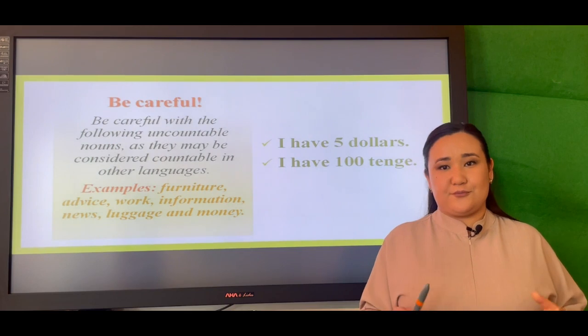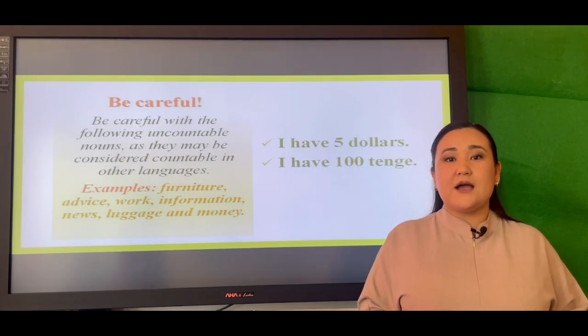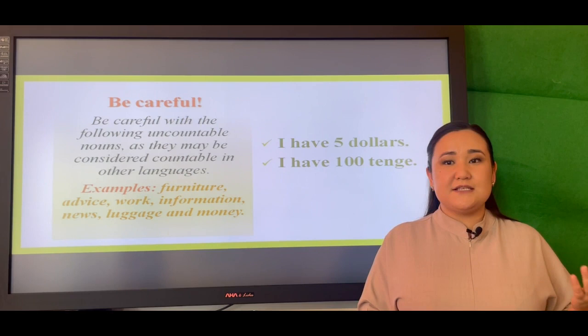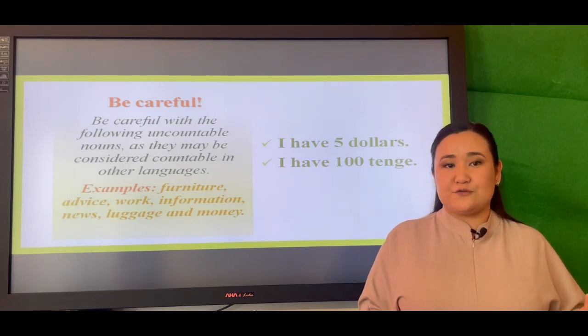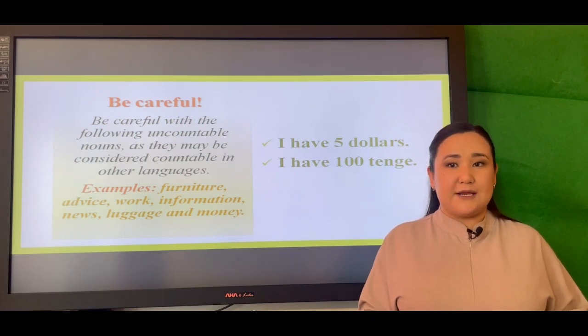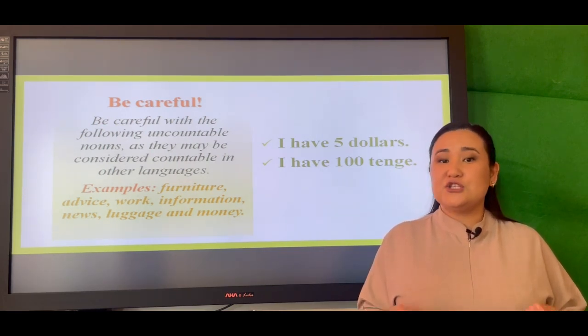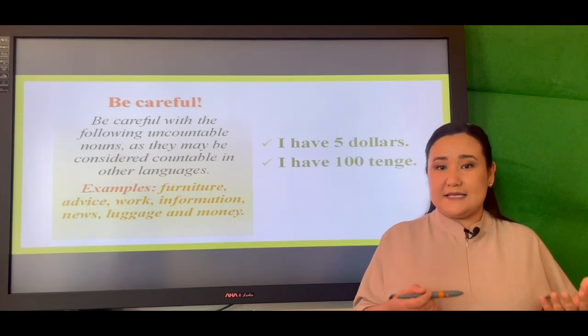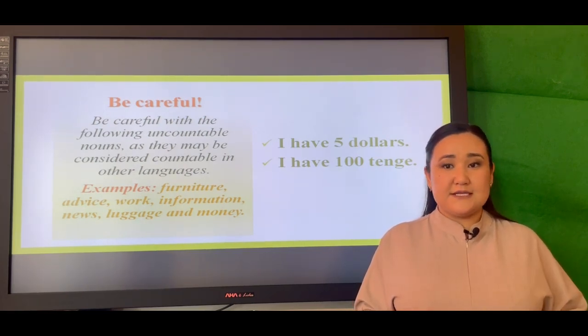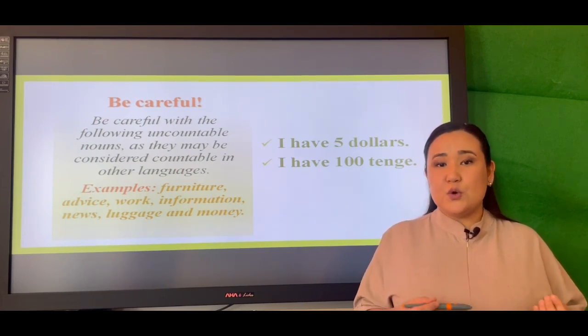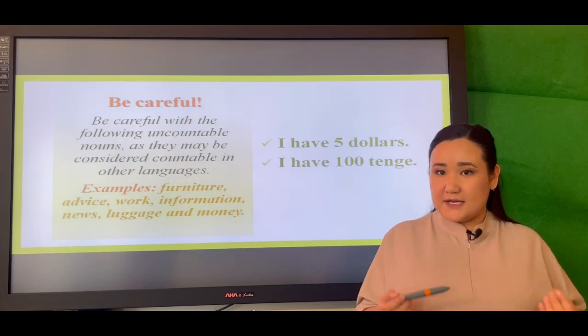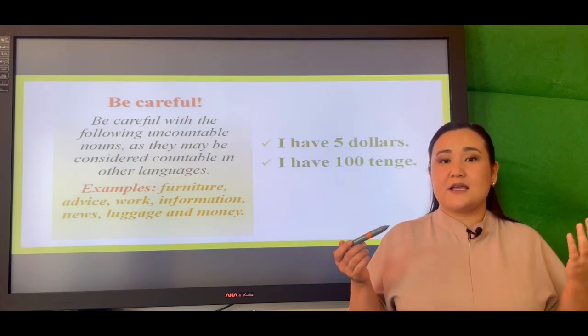Guys, here be careful. You need to be careful with the following uncountable nouns, as they may be considered countable in other languages. For example, furniture, advice, work, information, news, money. These are all uncountable nouns. Now you may be thinking, what? Money isn't uncountable? Yes, it's true. You can count dollars, tenge. I have $1 for example, yes? Or you have 1,000 tenge. Here you are counting the dollars and tenge, but not the word money. So, money is uncountable.